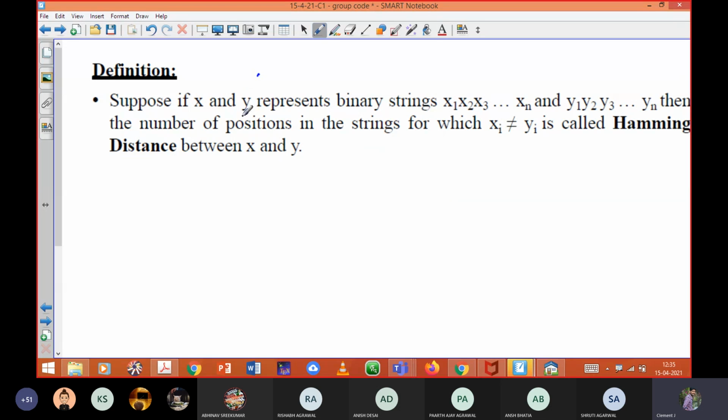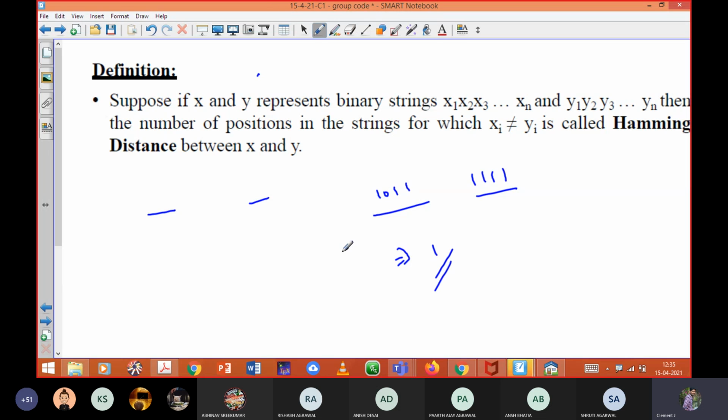Next definition is called Hamming distance. Hamming distance is nothing but, you may have two sets of codes like 1011 and one more like 1111. If they ask you to determine the Hamming distance between them, you need to simply look at how many positions are varied by comparing these two codes. So here how many positions are varied? 1. So the Hamming distance between them is 1.